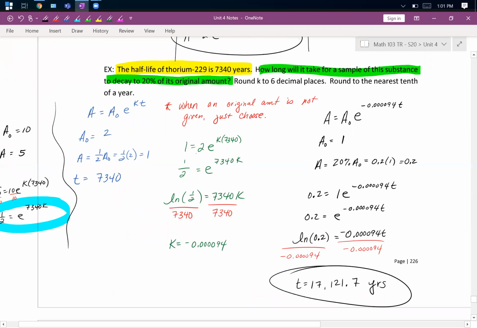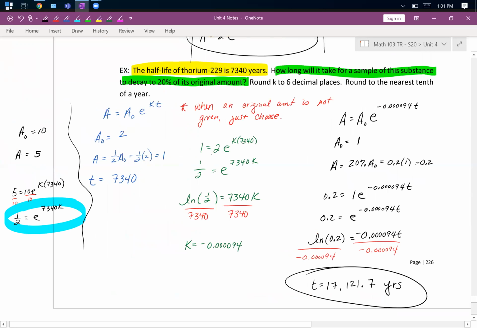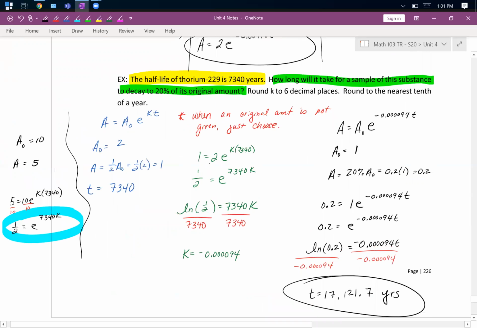Questions? You will definitely be seeing a half-life problem on the final exam. A lot of you are taking Math 103 just to even get into chemistry. So it's really important that we do a chemistry application on the final exam.